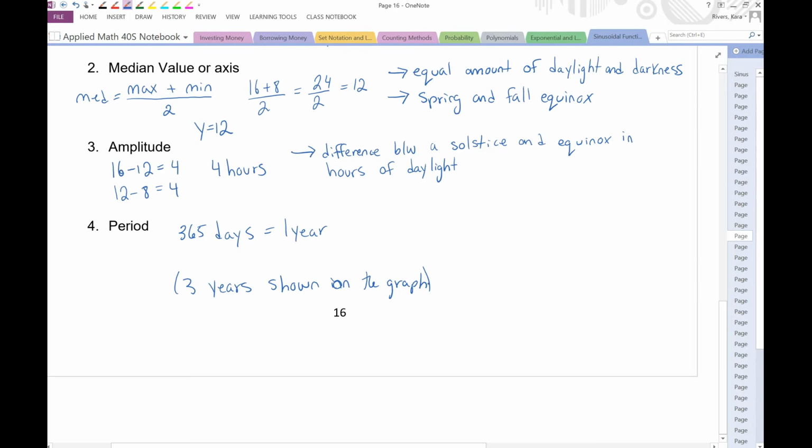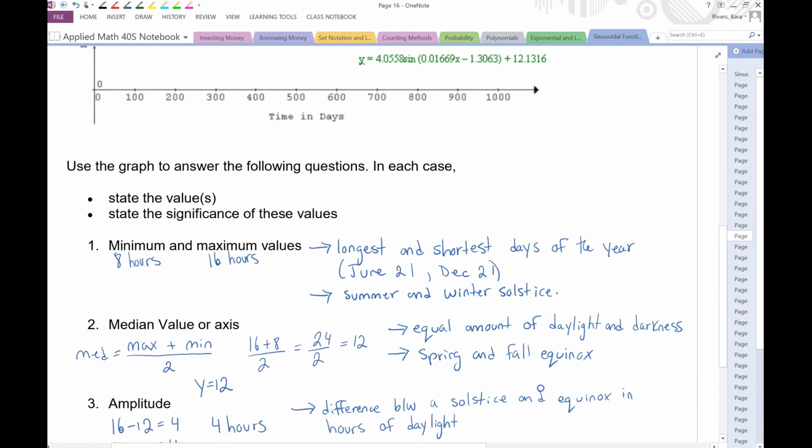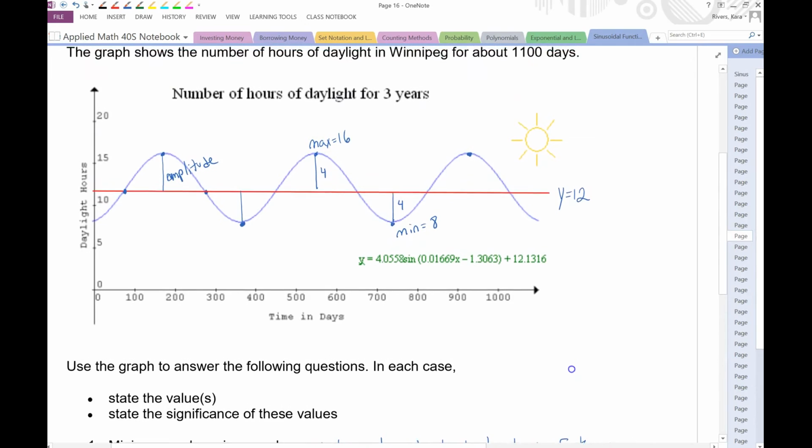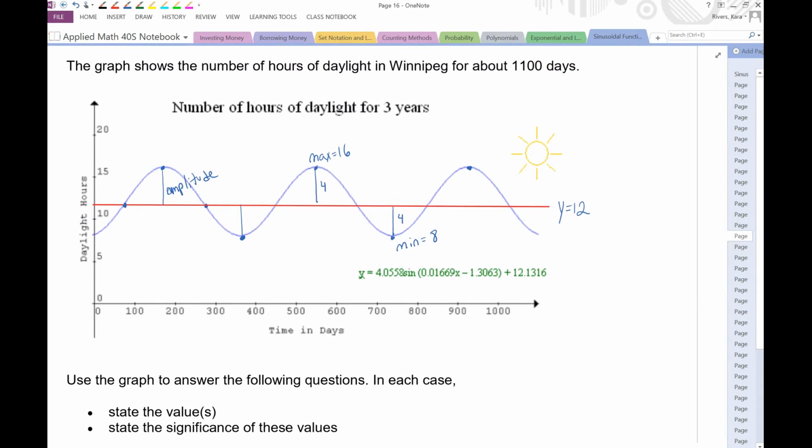All right, so that's just one example of where we can see periodic behavior in a real life situation, and we can analyze the amplitude, the max, the min, the period, and so on to actually give it meaning. All right, let's take a look at another example.